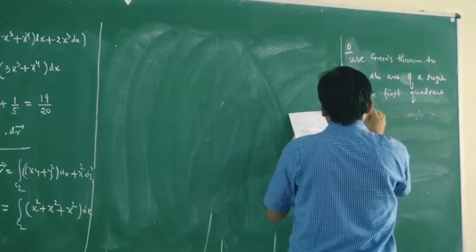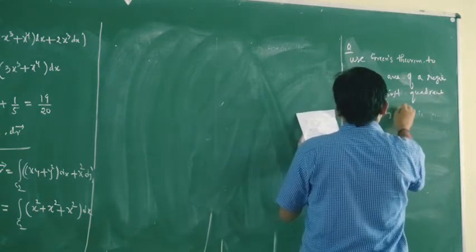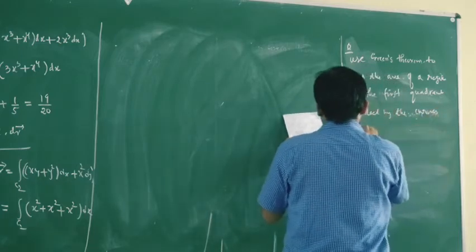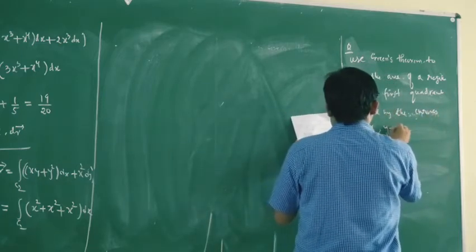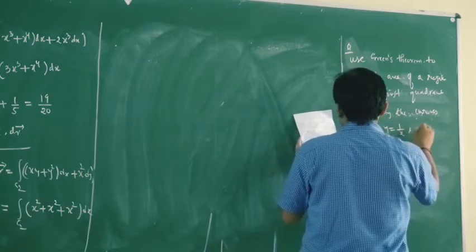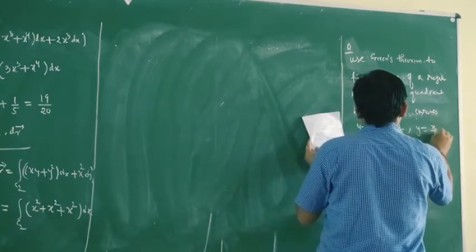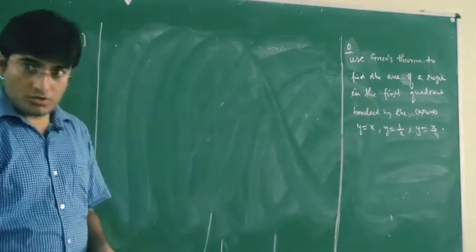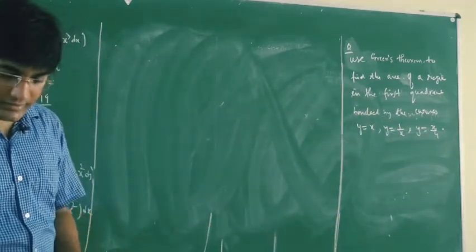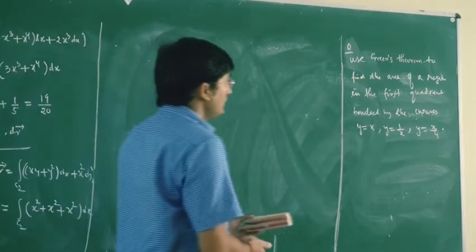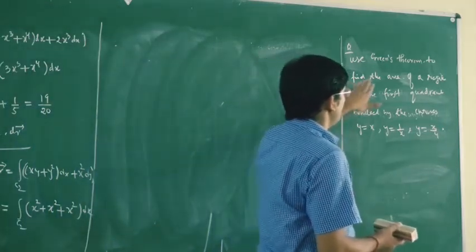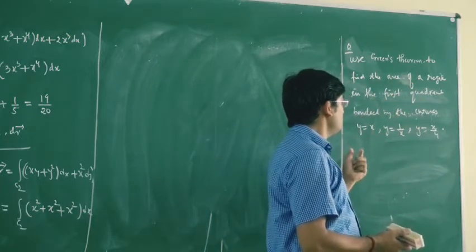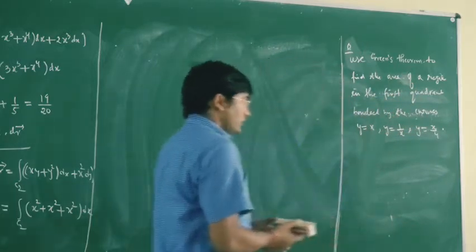bounded by the curves. This is your straight line. Then we have a hyperbola, and again we have a straight line y equal to x by 4. So let us verify Green's theorem. Let us find the area of a region in the first quadrant bounded by these curves. So let us draw these curves.